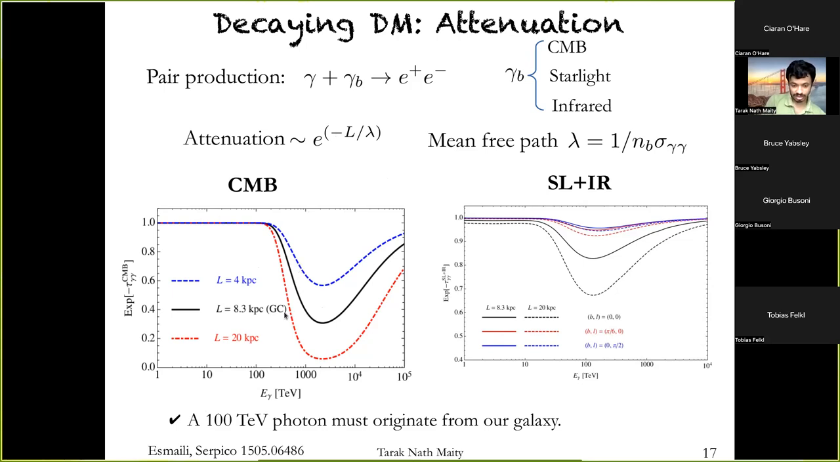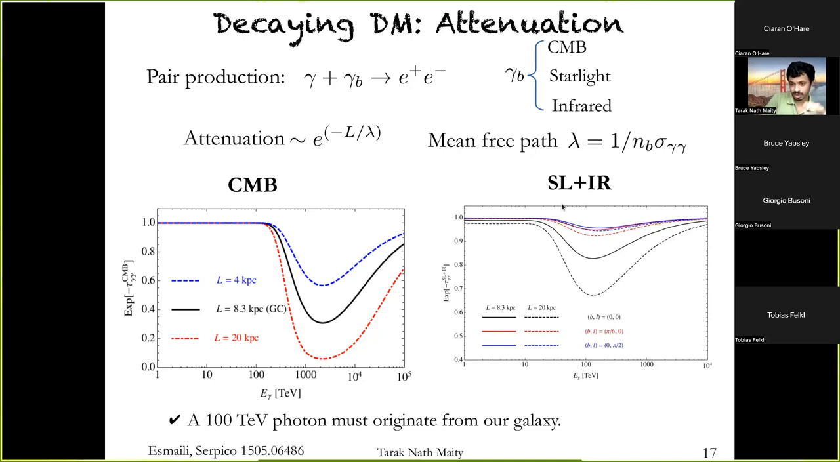So as I said earlier, if you take this L to be, let's say, our nearest galaxy, Andromeda, which is around 750 kiloparsec away, the gamma ray flux will be almost zero. So that's why I say that if you observe a 100 TeV photon, then it must originate within our galaxy. It could not come from outside our galaxy.